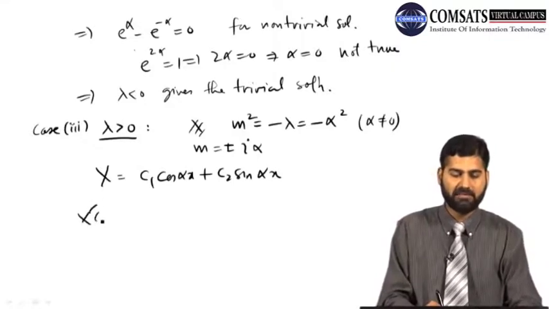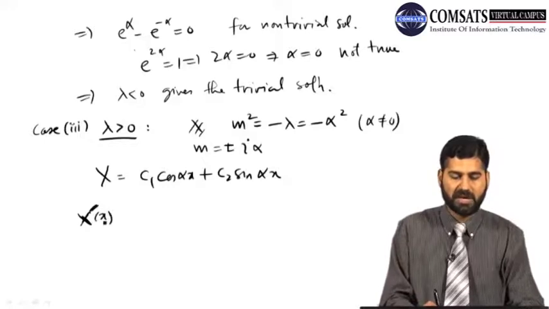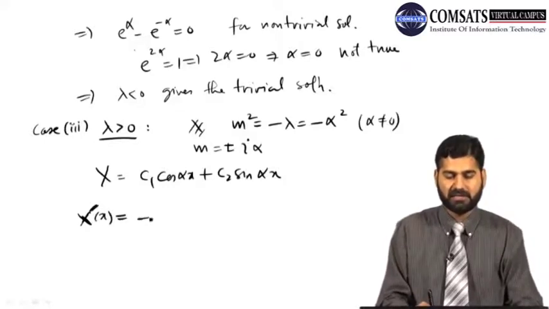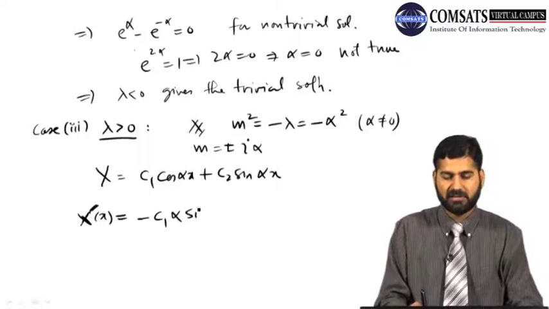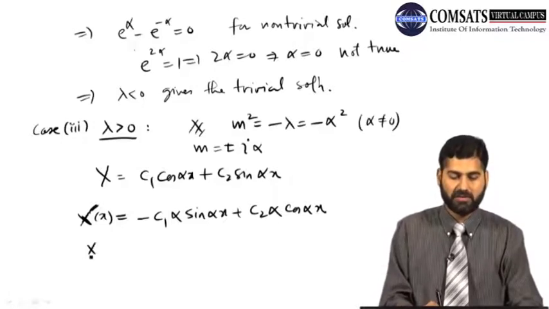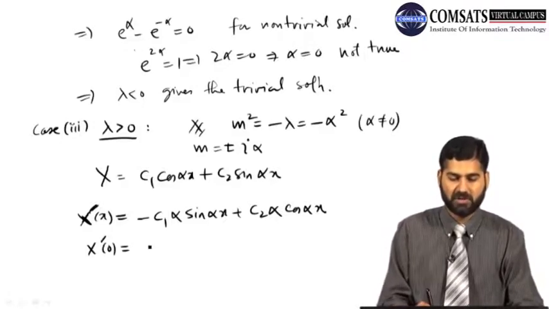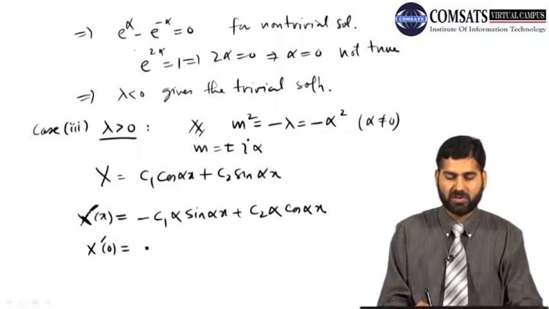And now take the derivative, because our conditions are on the derivative. So x prime is minus c1 alpha sine alpha x plus c2 alpha cosine alpha x. Now if I use the conditions, x prime at 0 is equal to, sine 0 is 0 and cos 0 is 1.